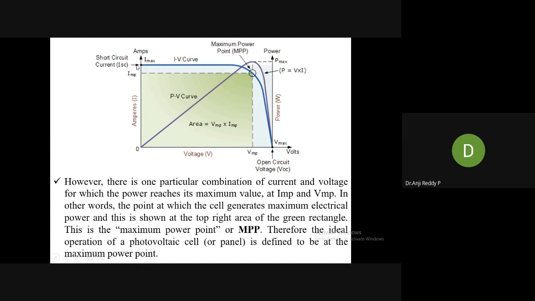But at that point, the power is zero. Voltage is maximum, open circuit. At that point, power is zero. We are not taking those 2 points. In between them, we can take different values of current and voltage.